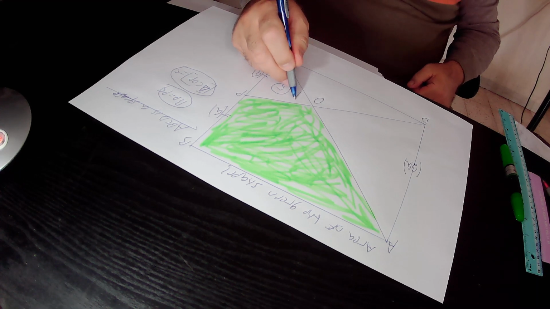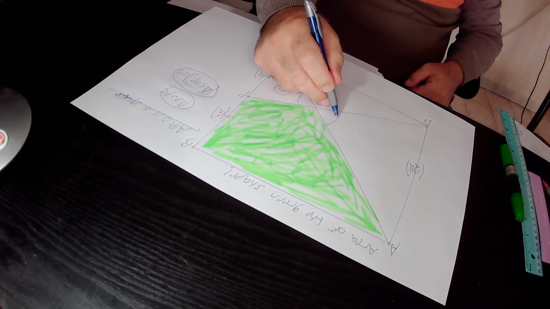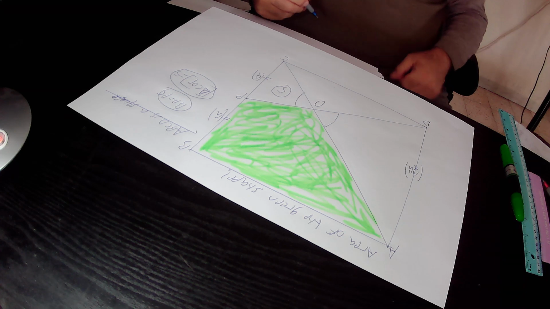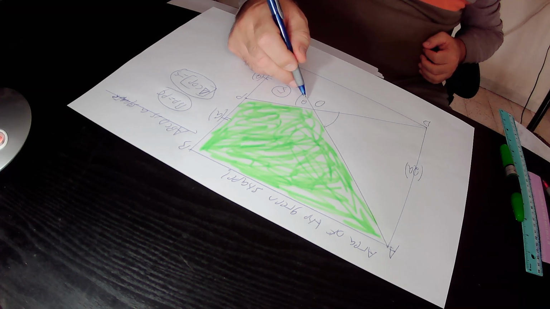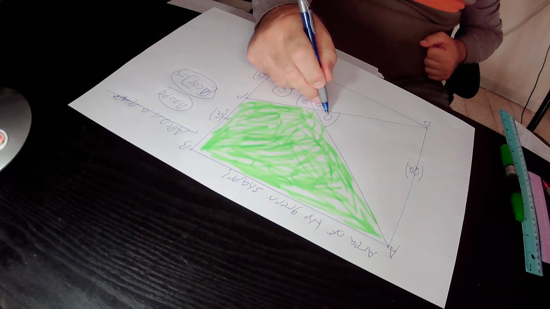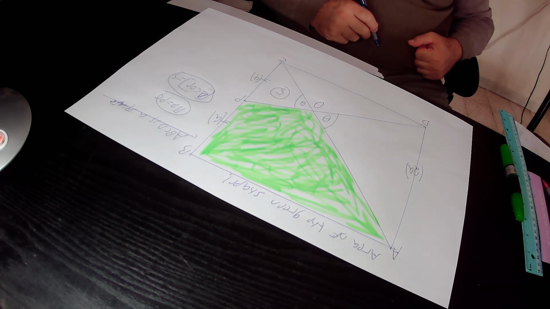Those angles are defined as vertex angles, and we know that vertex angles are equal to each other. So if we define the size of this angle as theta, then this angle must also be equal to theta because they are equal to each other according to the rule that I mentioned.